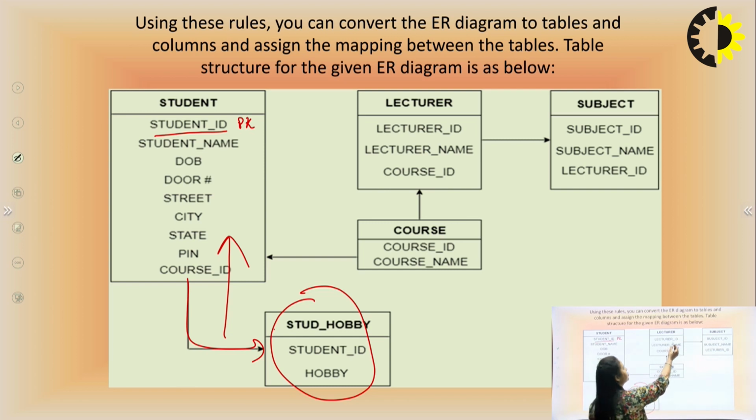Now next is lecturer. Here the primary key is lecturer ID. Next are lecturer name and course ID. The next table will have subject ID, subject name and lecturer ID. The primary key will be subject ID. Next, course ID will be the primary key and the rest will be attributes. So this is the relationship between tables, and this is the complete reduction of an ER diagram into tables.